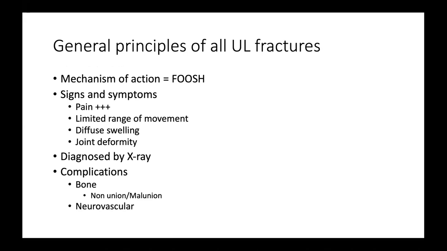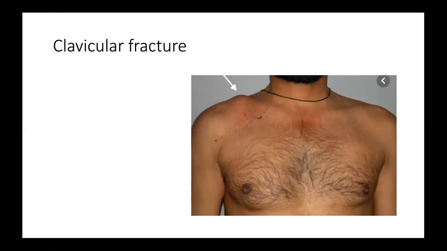So this is a clavicular fracture. Again, I'm not going to tell you about the general mechanism because it's pretty much all FOOSH. It commonly breaks in the middle third. Can anyone tell me why? So I see a lot of people doing this. So yes, it's where it bends. It's where the angle starts changing. There you go.